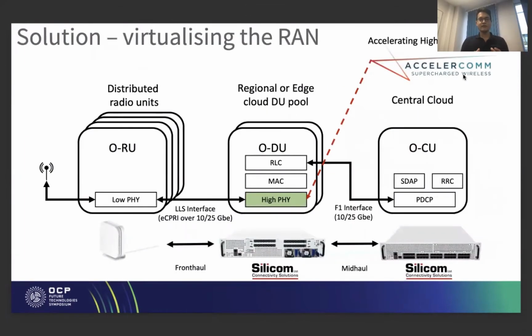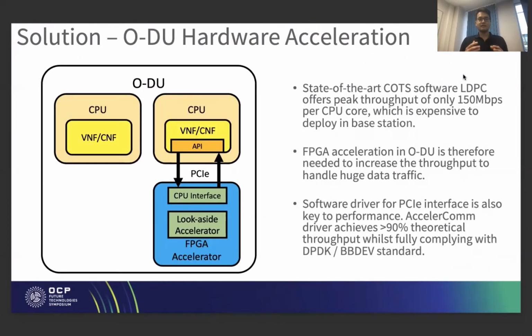Now, just to give you an overview of what we're talking about here in terms of O-RAN. The component that we primarily focus on is the High PHY of the layer one, one of the three major components of the infrastructure, i.e. O-DU, distributed unit. And for DU, state-of-the-art commercial off-the-shelf software solutions such as LDPC software only offers about 150 megabits per second per CPU core, which is expensive to deploy in base station. This is why FPGA acceleration is needed.